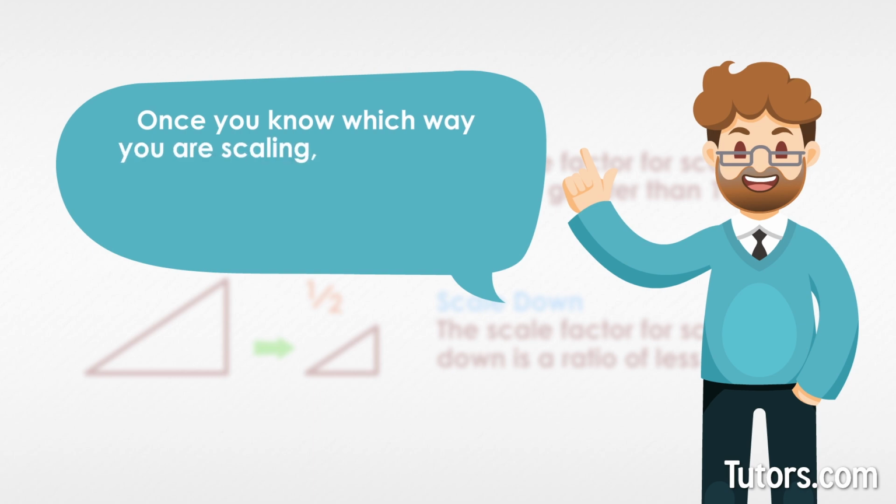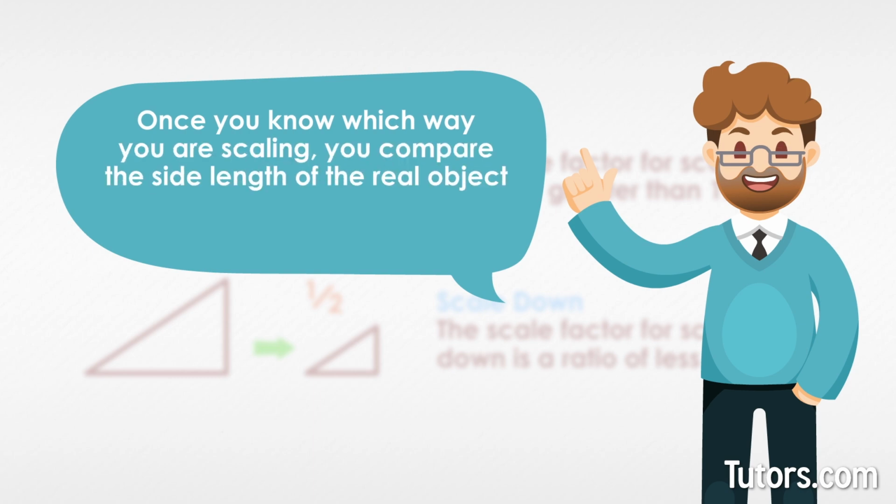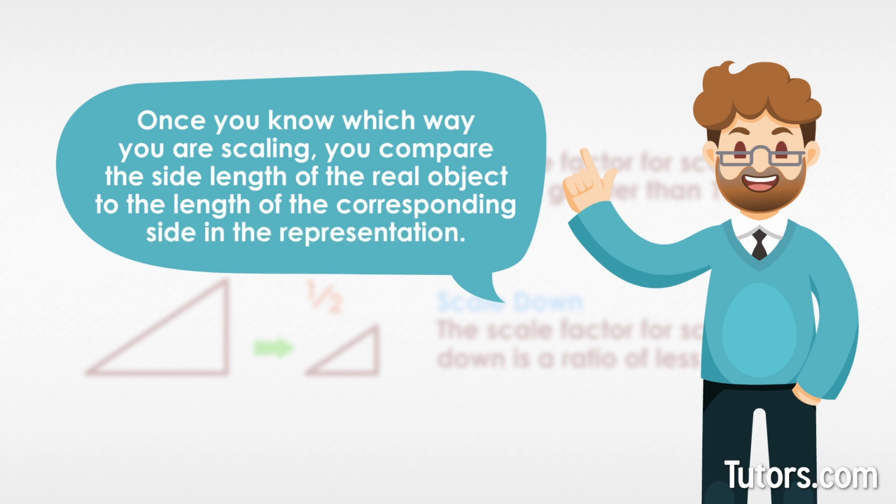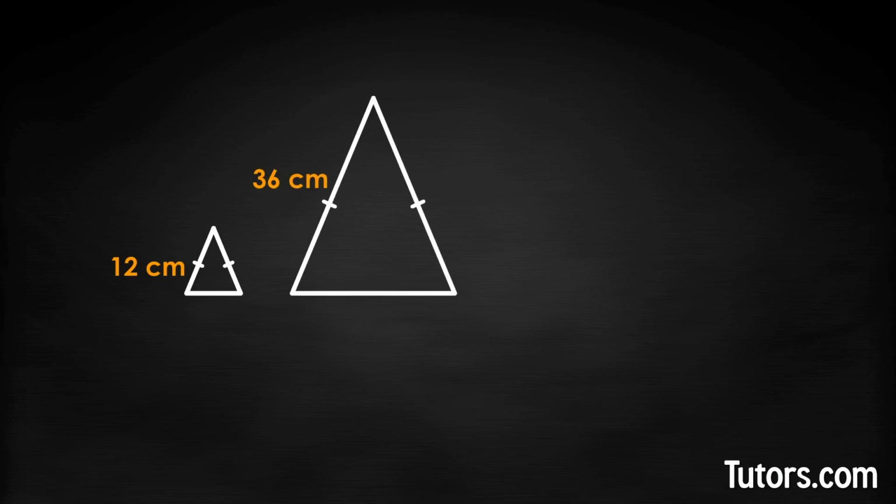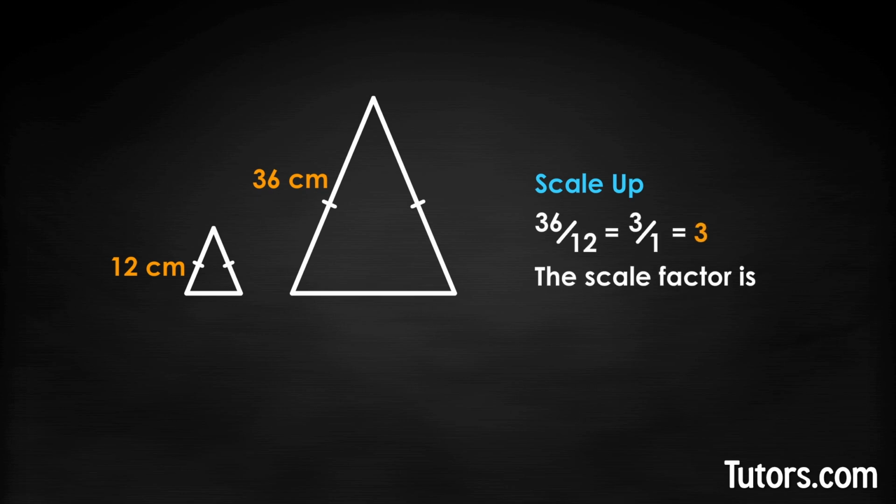Once you know which way you are scaling, you compare the side length of the real object to the length of the corresponding side in the representation. Here are two similar triangles. What is the scale factor used to create the second, larger figure? Since we are scaling up, we divide the larger number by the smaller number. The scale factor is 3. To go from legs of 12 centimeters to legs of 36 centimeters, we needed to multiply 12 centimeters times 3.